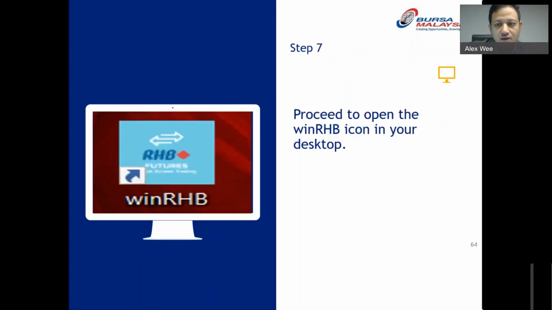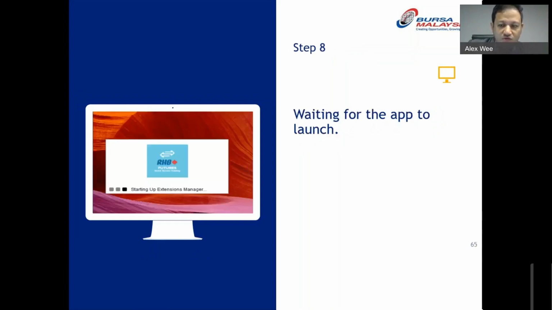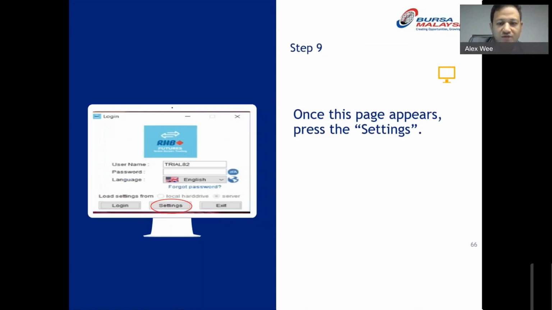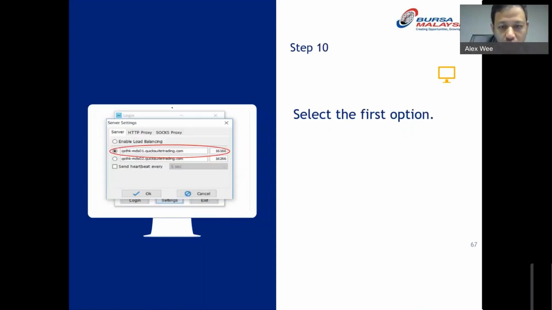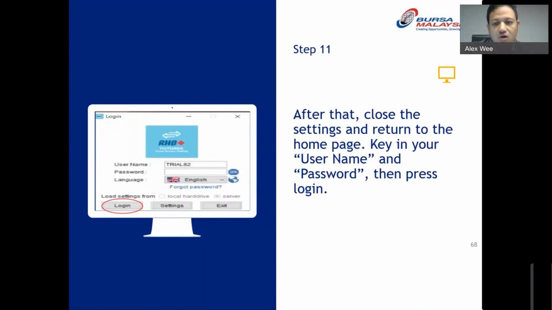Okay, right. And then, for example, I'm using RHB. You open up Win RHB on the desktop. Wait for the app to launch. And then here you will have the setting, because you have the login screen. From the setting you can choose one of the broker servers. Let's say this QST Hong Kong server. Click the right server. Okay, and from there click log on. Key in the right username and password.